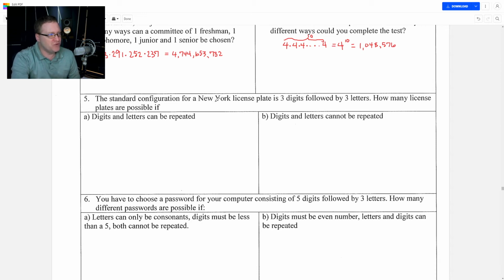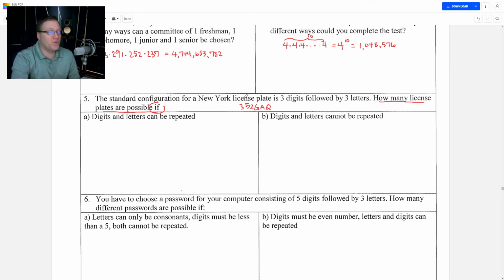It says a New York license plate is 3 digits followed by 3 letters. So maybe it could be something like 352 and then G A Q. All right. So that would be a license plate because it has 3 digits, which are numbers, and then 3 letters. So the question here is, how many license plates are possible if digits and letters can be repeated? Means we can use the same one over and over.